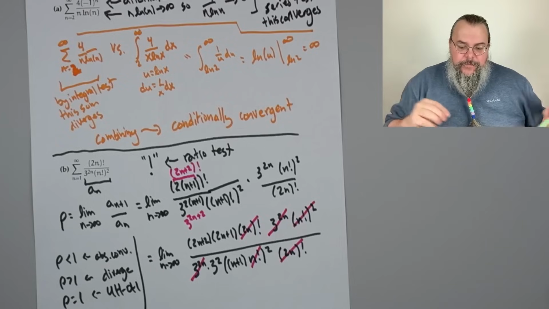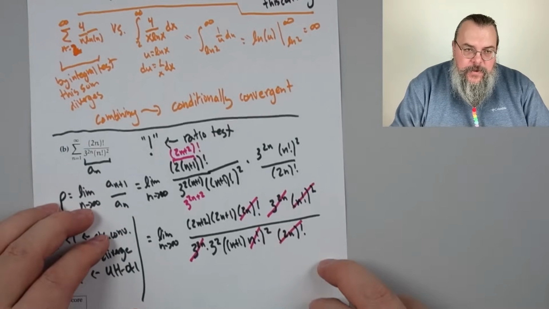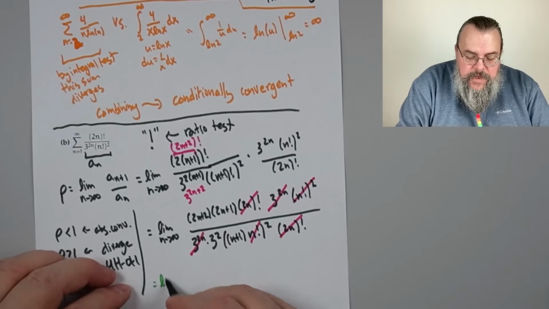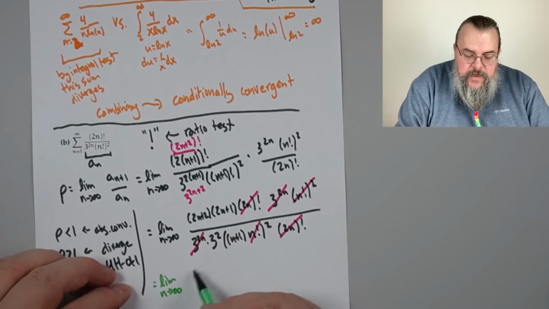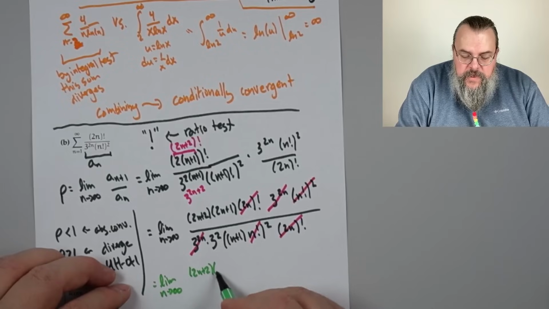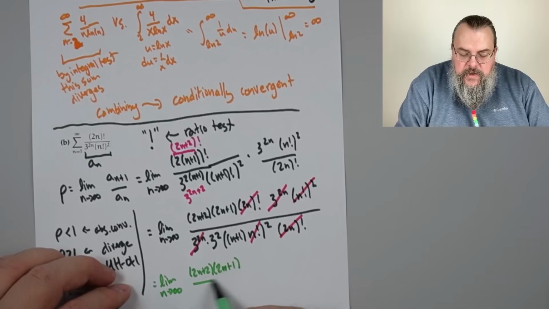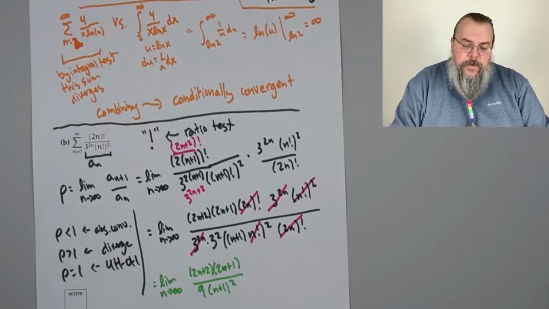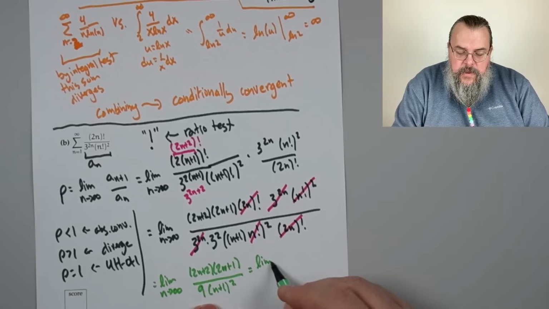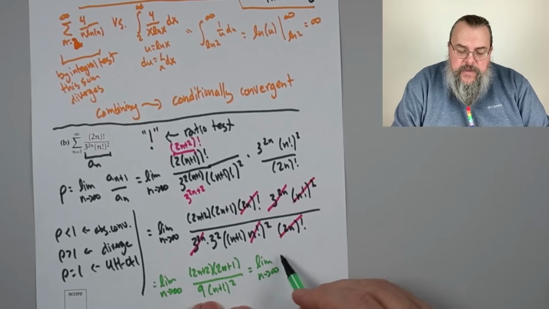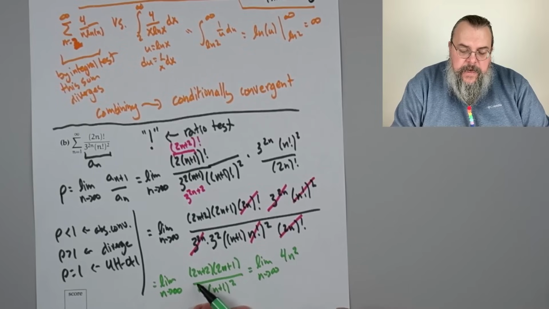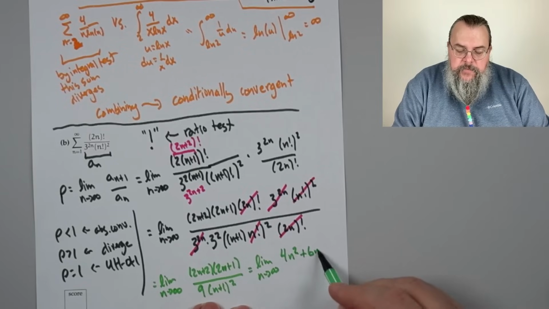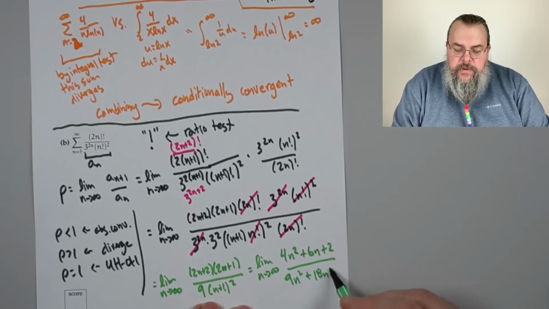Okay. Well, what's left? We have the limit as n goes to infinity of 2n plus 2 times 2n plus 1, downstairs, 9 times n plus 1 squared. I'll do it a little bit slowly here. If you multiply this out, this would become 4n squared plus 6n plus 2. And downstairs, 9n squared plus 18n plus 9.